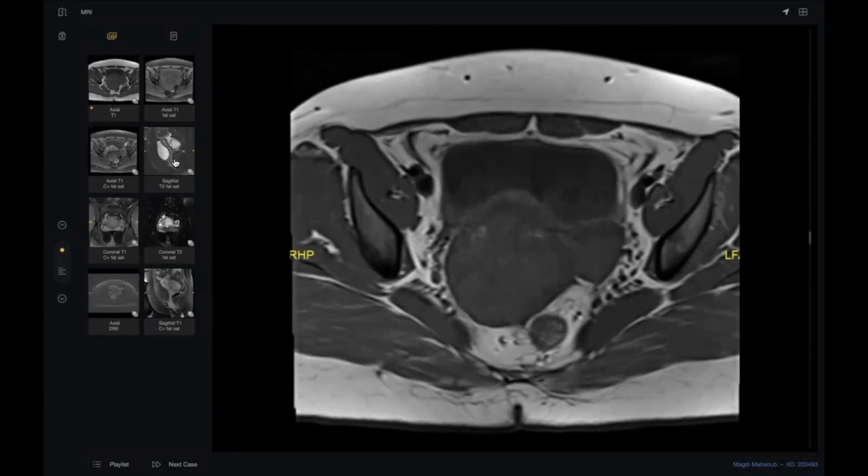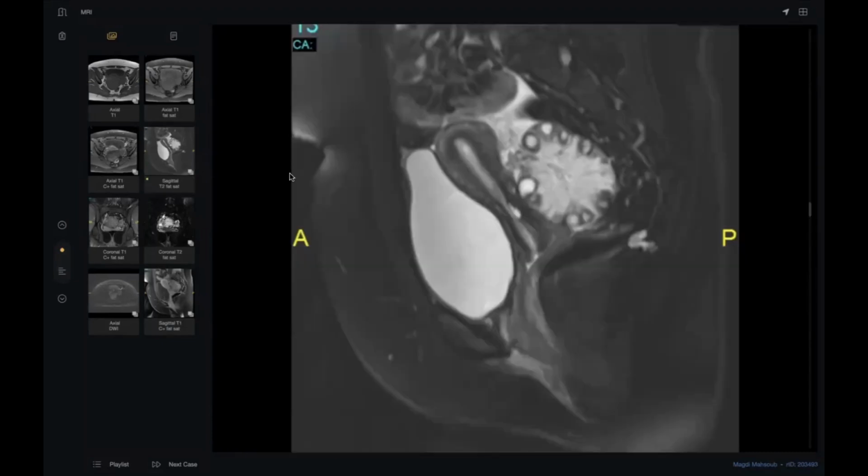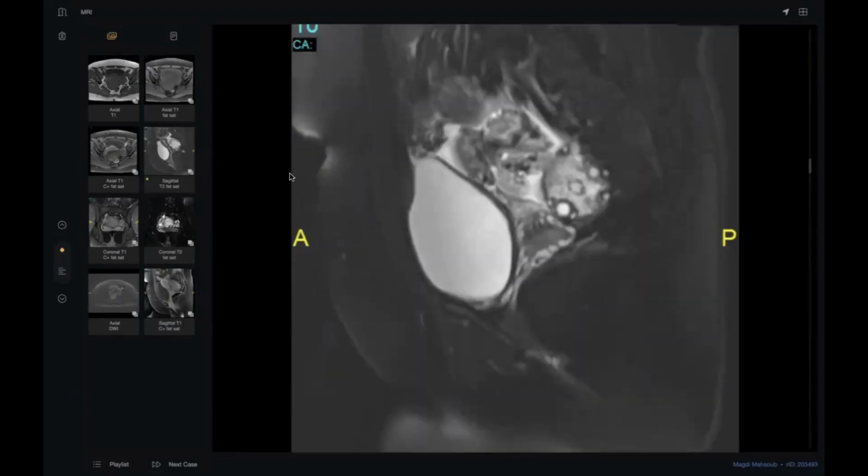What sequence do you want? T2 sagittal if available. Yeah, and the coronal. Okay.